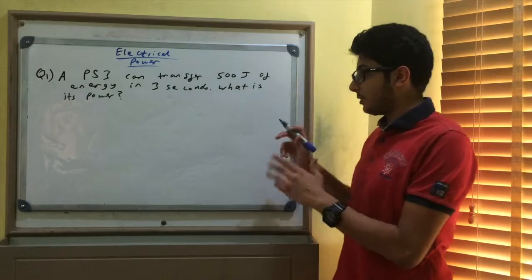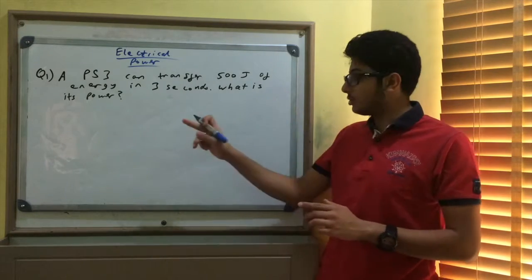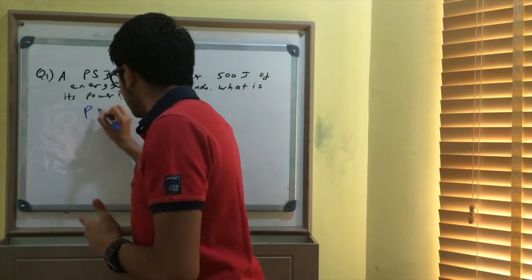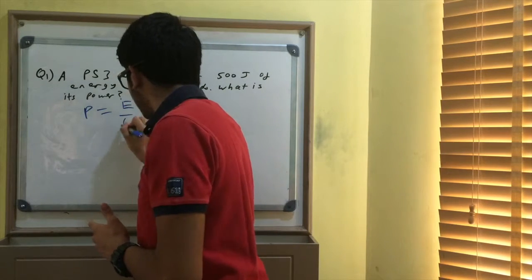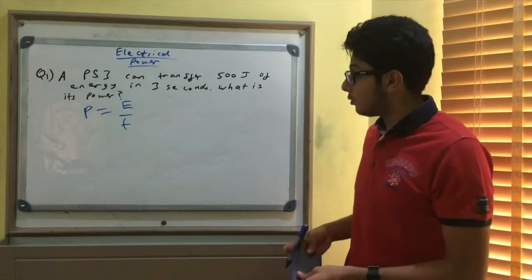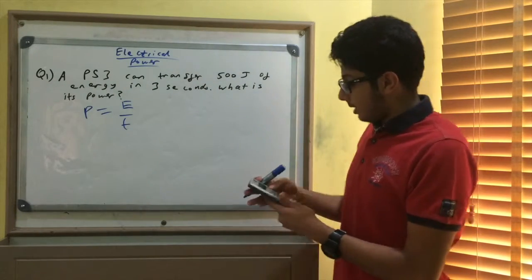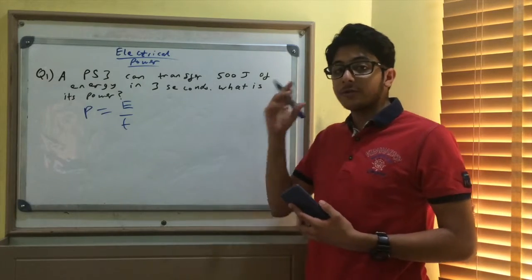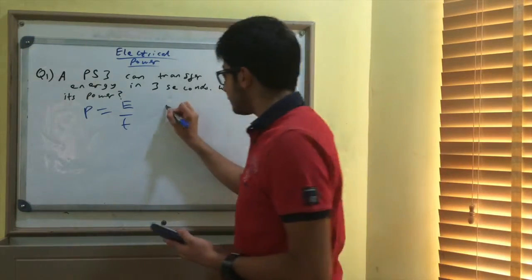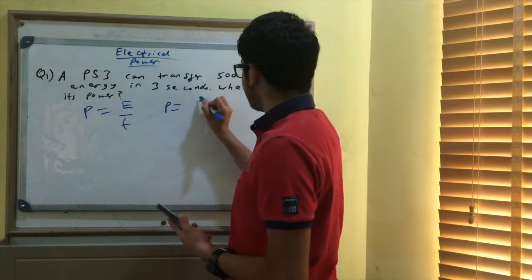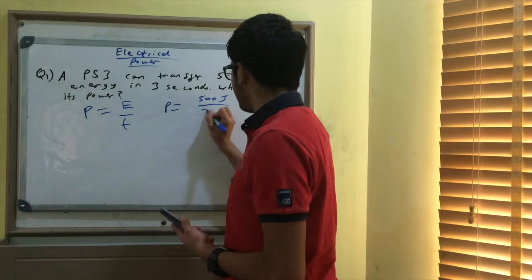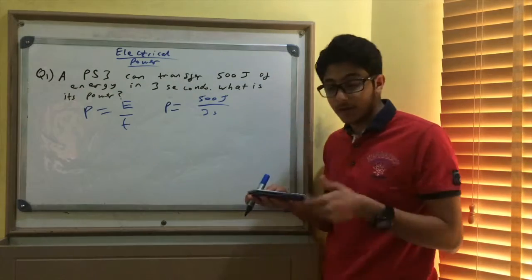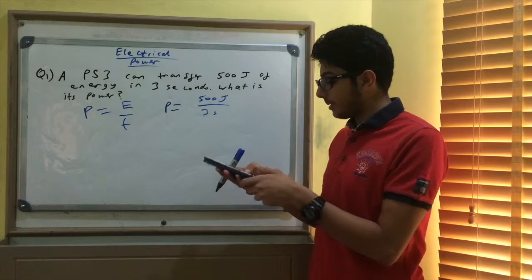A PlayStation 3 can transfer 500 joules of energy in 3 seconds. What is its power? What is the equation we use? Power is energy over time. In your exam, they will give you this equation. And you should know that in the mark scheme, they usually give you a mark for substituting in the values. So if you just write power is 500 joules over 3 seconds, you get 1 mark, even if the answer is not correct. This is a calculator exam, so you can use your calculator.